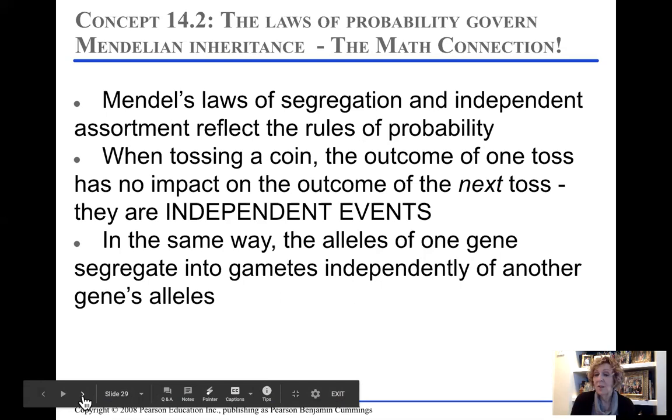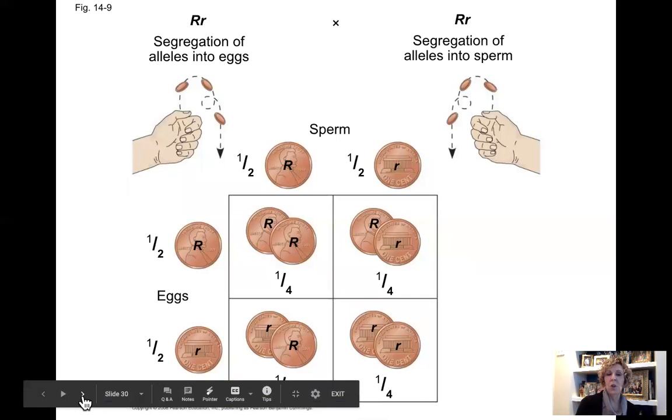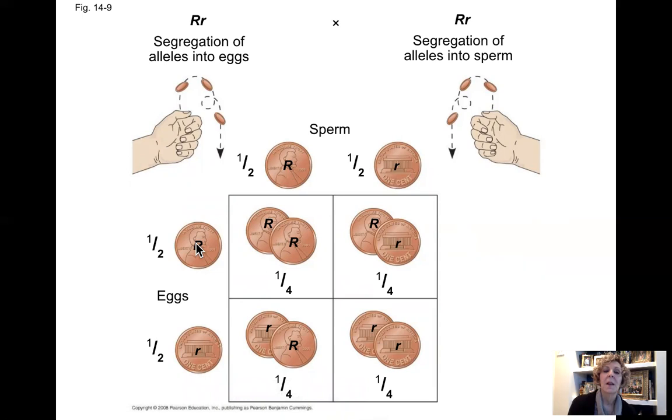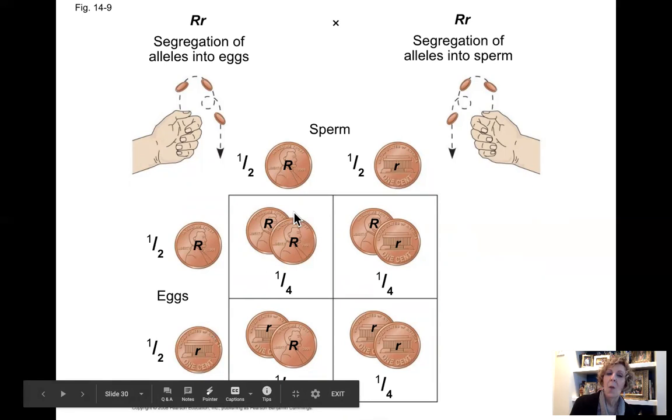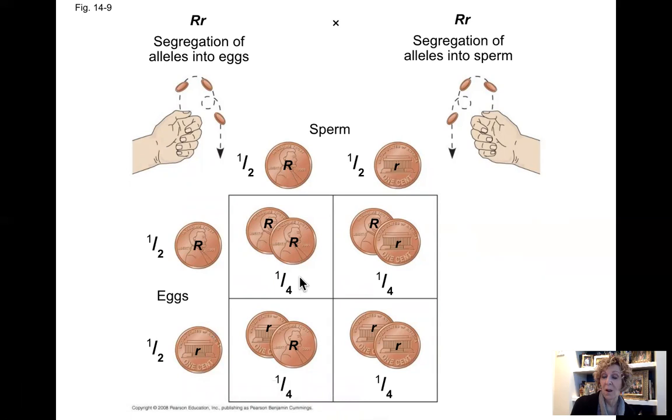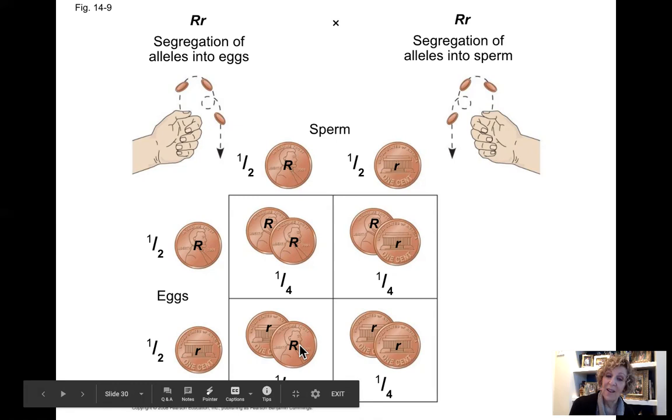And so it is the same way with alleles segregating independently. So this is what we're talking about here. If I flip a coin, right, my law of segregation, I have a 50-50 chance, half a chance of getting heads, half a chance of getting tails. Again, for the egg, half a chance of getting heads, half a chance of getting tails. But what is my probability of getting two heads? It's 1 out of 4. What is my probability of getting a head and a tail? 1 out of 4. What is my probability of getting a tail and a head? That's also 1 out of 4. And what is my probability of getting two tails? That would also be 1/4.